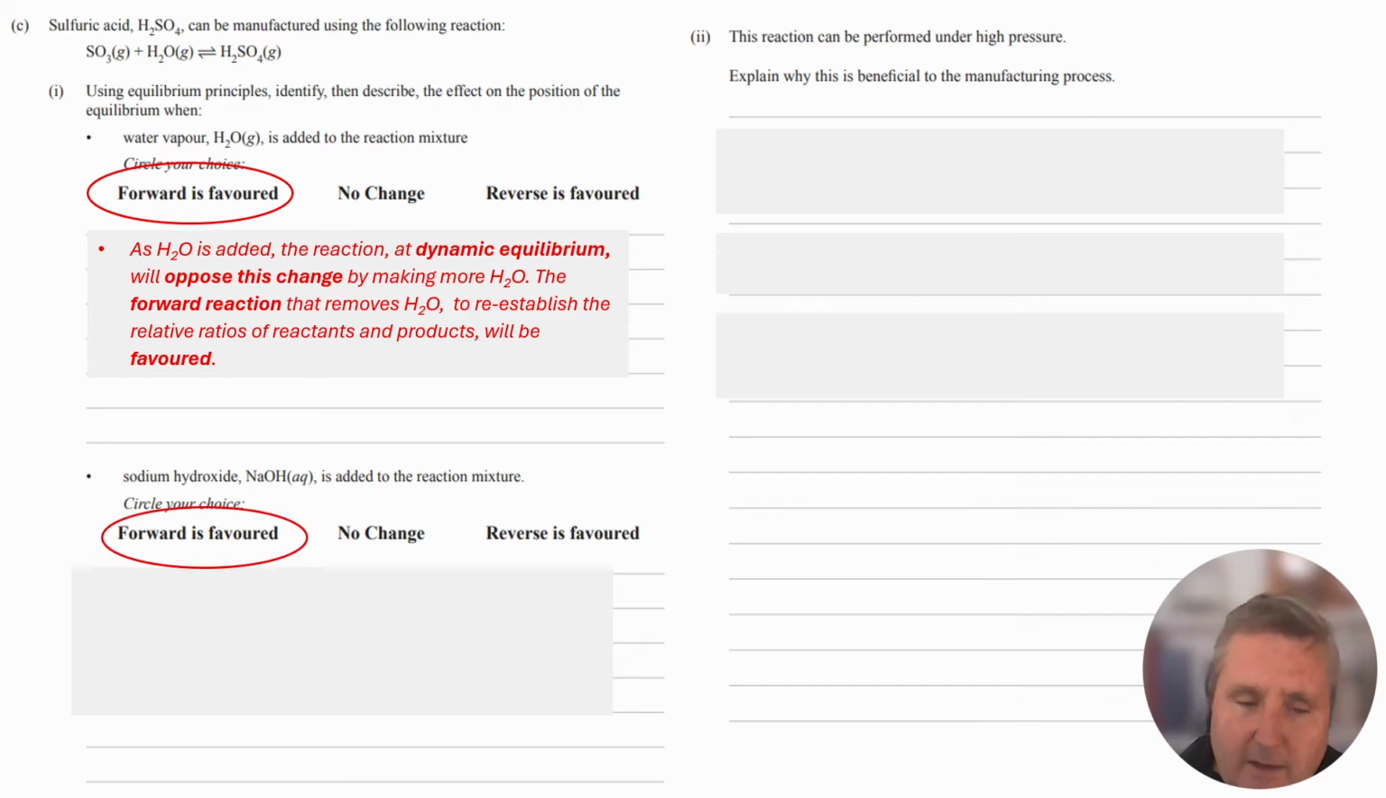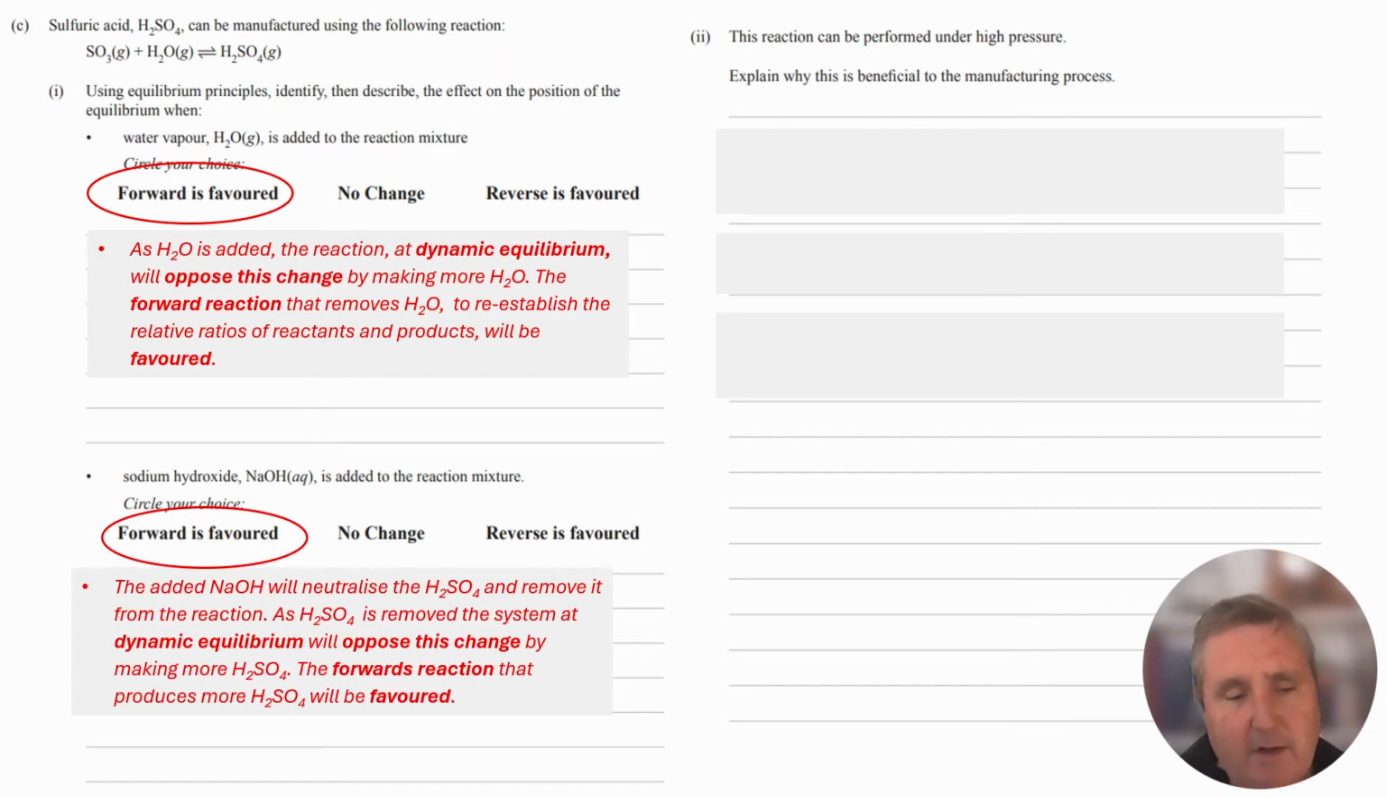So we need to write that down. The forward reaction is favored. The added sodium hydroxide will neutralize the sulfuric acid and remove it from the reaction. As the sulfuric acid is removed from the system that's at dynamic equilibrium, it will oppose this change, that's Le Chatelier's principle, by making more sulfuric acid. The forward reaction will be favored, the one that makes more sulfuric acid.